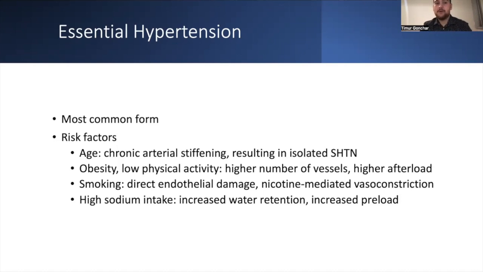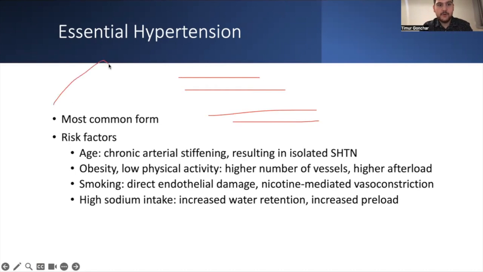Now let's talk about a little bit higher yield modifiable risk factors. This is obviously obesity, including low physical activity, because if you are obese, you are going to have a much higher amount of fat tissue that has to be perfused as any other tissue in our body. That will result in higher afterload. Let me show you that. Basically, you just have a lot more blood vessels, and when blood comes from your aorta, it has to work against all the resistance from these blood vessels, which will then result in higher afterload.